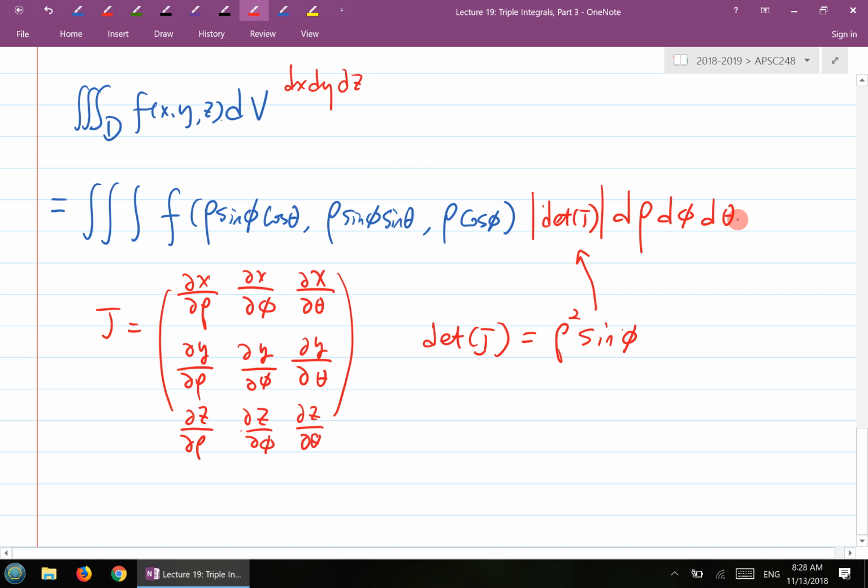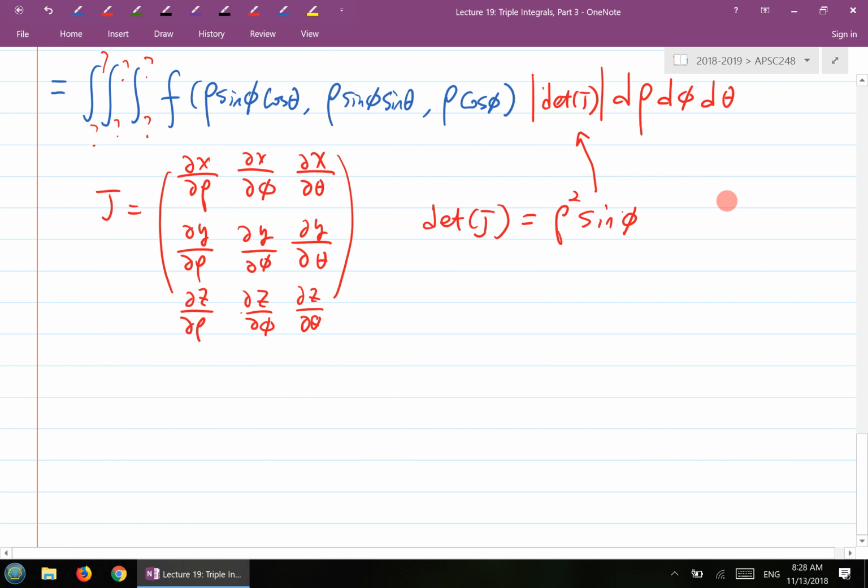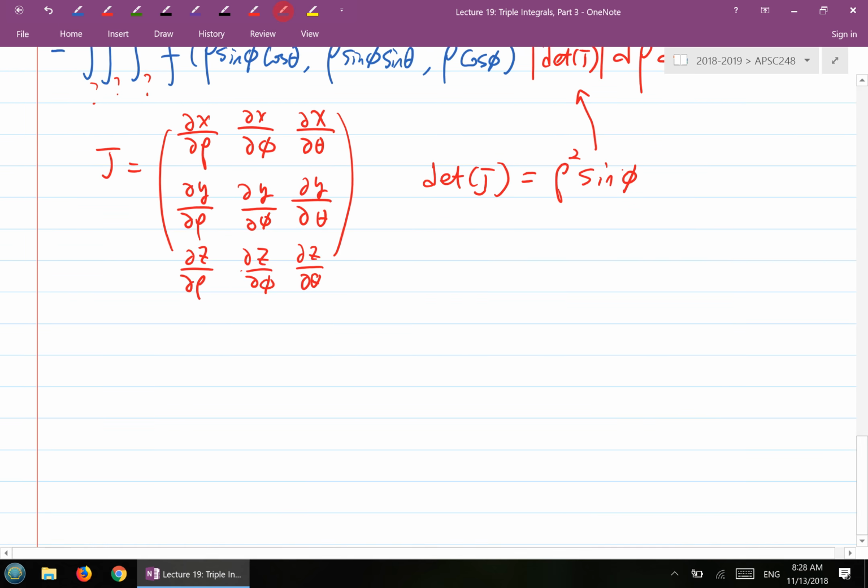And the next step, of course, is how do I find these integral limits? That's your next step. So let's find the integral limits using an example. I'll show you through an example: how do we find the integral limits for rho, phi, theta?